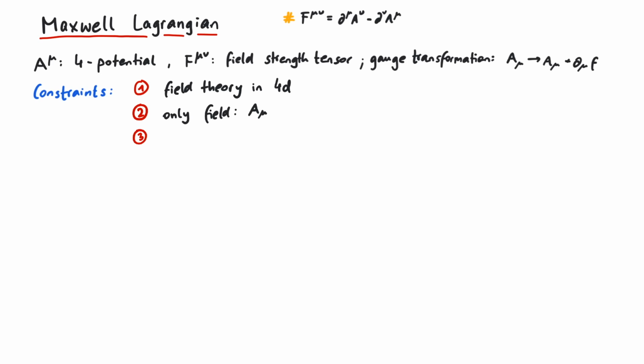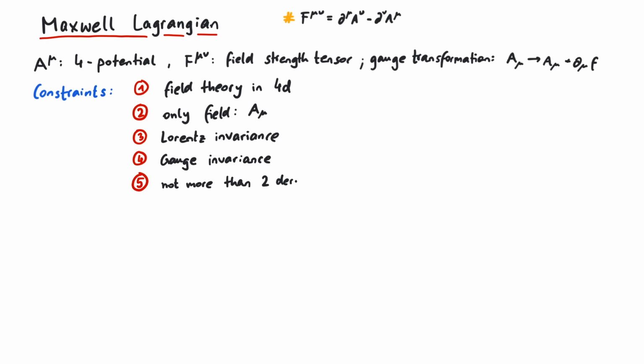Third, we impose Lorentz invariance. Since we want our theory to be valid in any reference frame, we better make everything Lorentz invariant. Fourth, we also impose gauge invariance. We know that we have gauge invariance in electrodynamics, so let us also include it here. And fifth, in the construction of the Lagrangian, we use at most 2 derivatives in any term. This might not be obvious at first, but terms with more derivatives attached to them lead to so-called irrelevant terms.